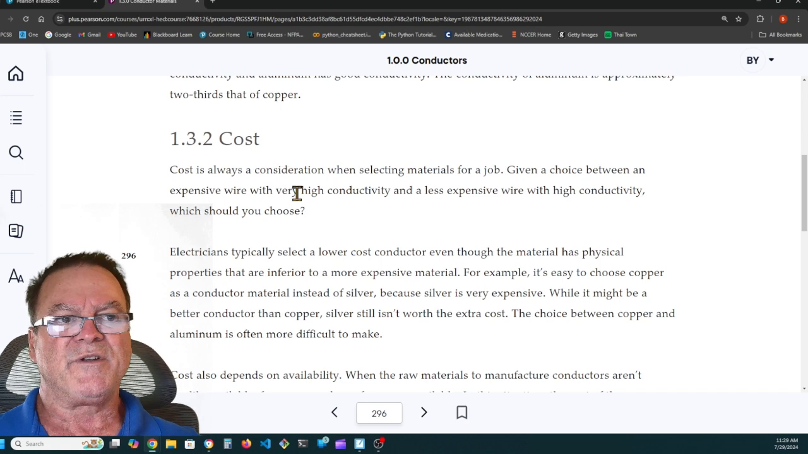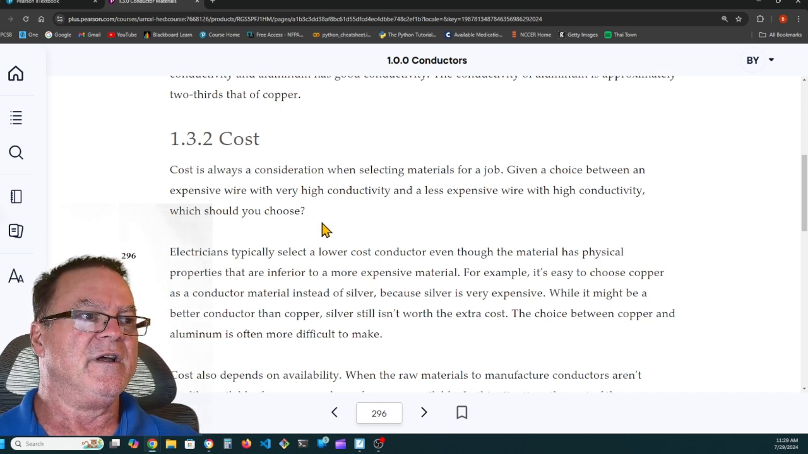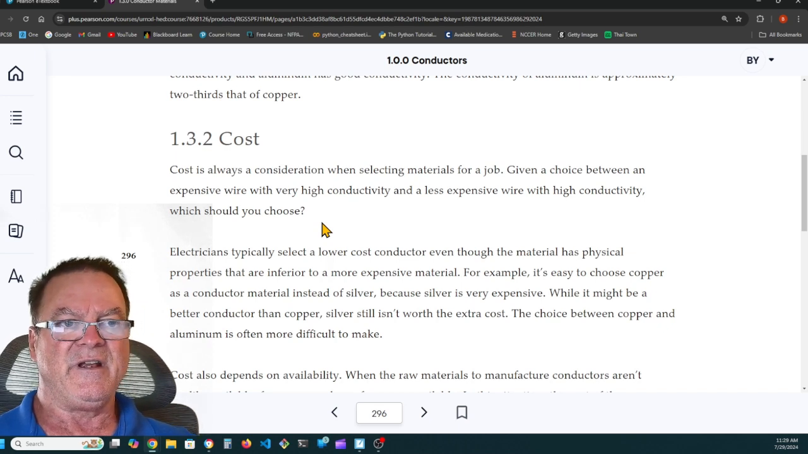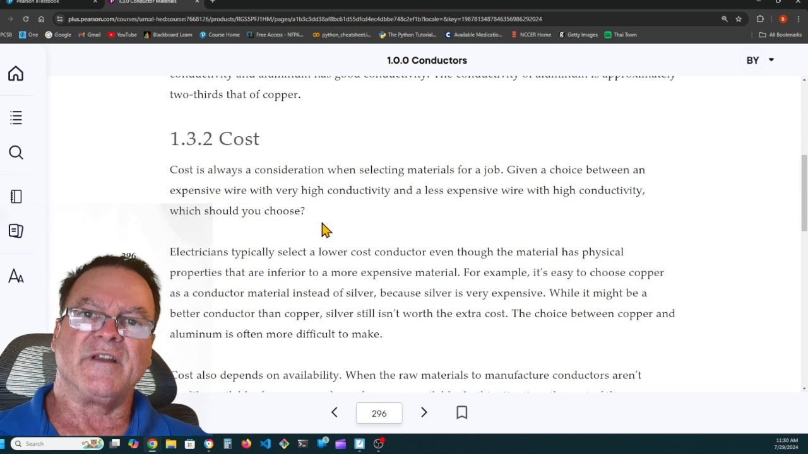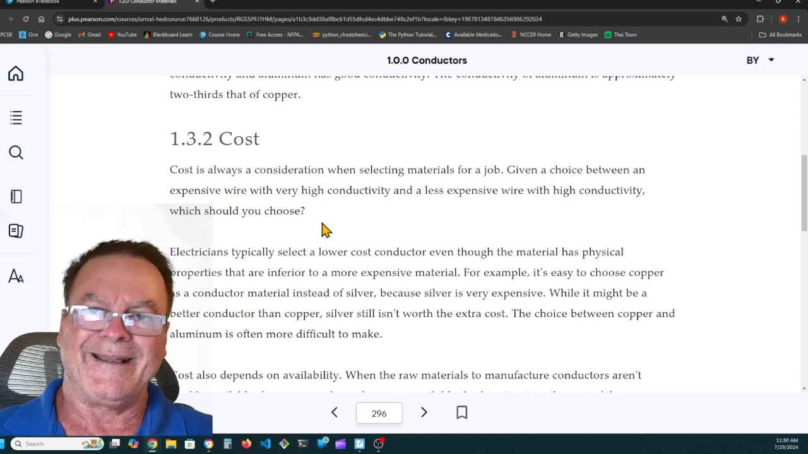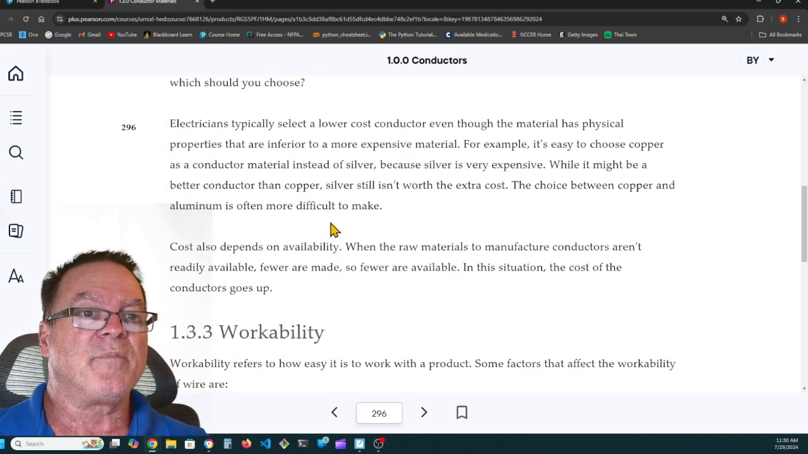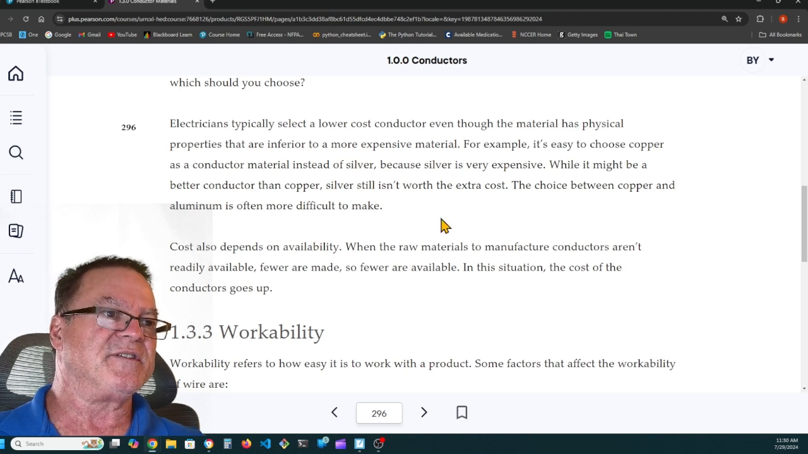1.3.2 Cost. Cost is always a consideration when selecting a material for a job. Given a choice between an expensive wire with very high conductivity and a less expensive wire with high conductivity, which would you choose? Silver has a higher conductivity than copper, but we don't use silver wire in a house because of the expense of the silver. Copper is much cheaper. Electricians typically select a lower cost conductor, even though the material has physical properties that are inferior to more expensive material.